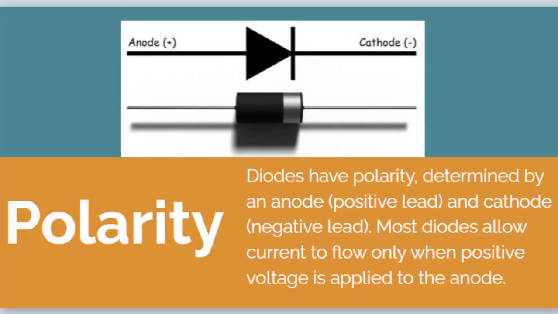The polarity of the diode. Diodes have polarity determined by an anode, positive lead, and cathode, negative lead. Most diodes allow current to flow only when positive voltage is applied to the anode. So that means that when the positive voltage is applied to the anode, the diode will allow the current to flow.